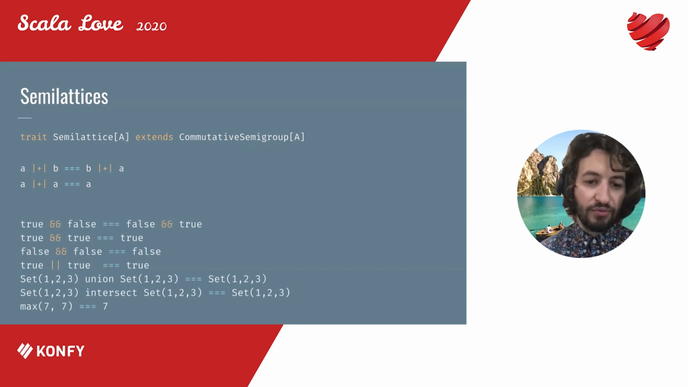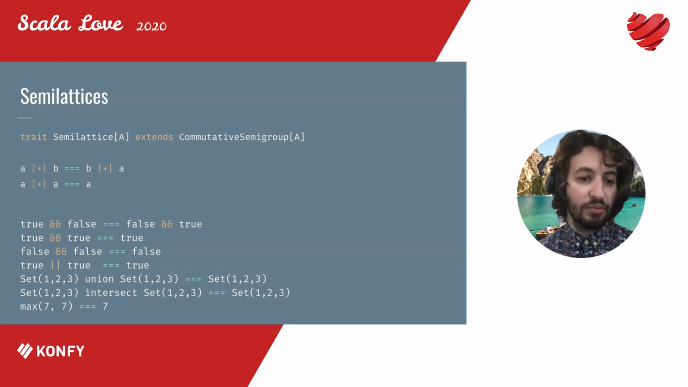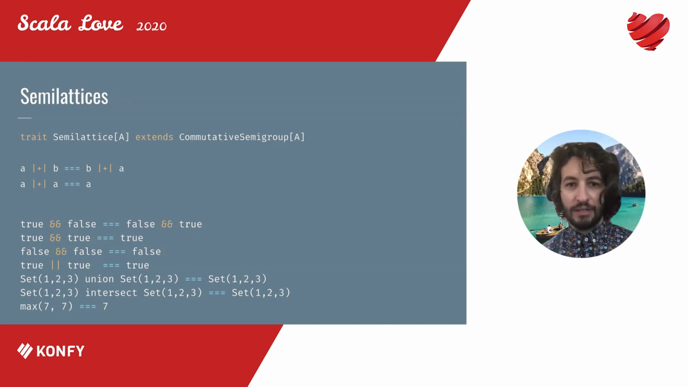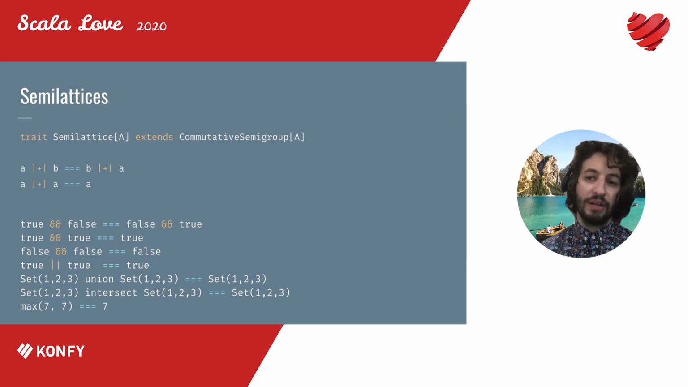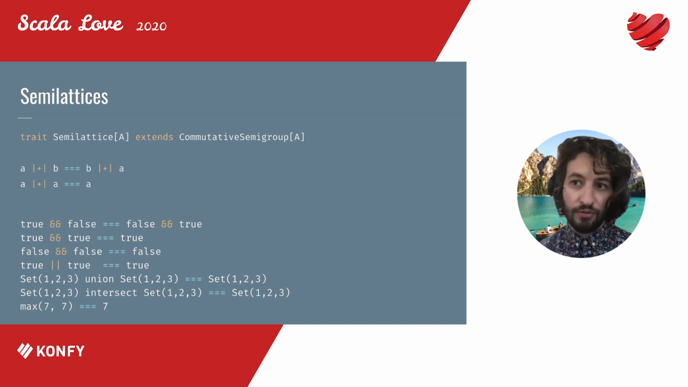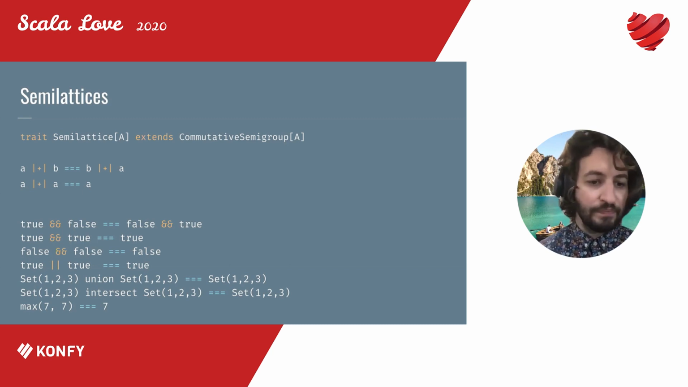And we have a lot of different things we can look at here. For example, my first example is Boolean algebra: true and false is the same as false and true. So Boolean and is commutative, and it's also idempotent, right? True and true is still true. False and false is still false. And the same goes for Boolean or, right? True or true is still true, and false or false would also be still false.